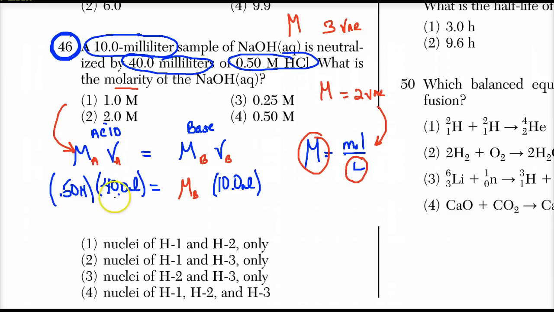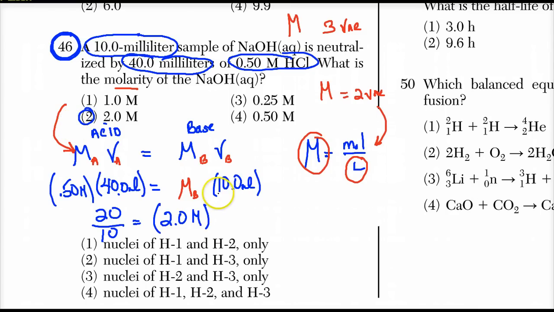So I can probably solve this in my head, not because I'm amazing, because the numbers are easy. 40 times 0.5 becomes 20. Divide by 10, and the molarity is going to be 2 molar, or 2.0 molar, okay? And that's what choice 2 is. All right, and it kind of makes sense when you think about it.